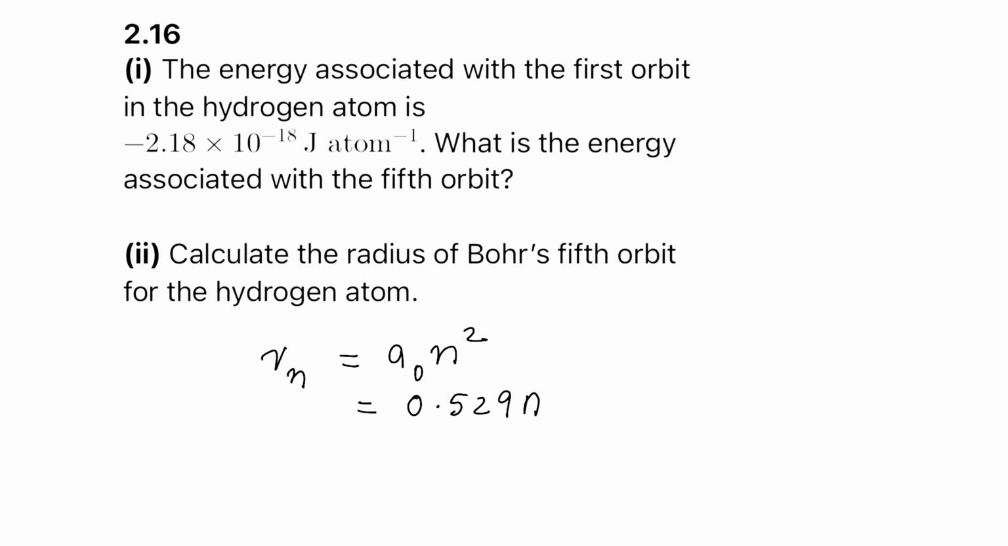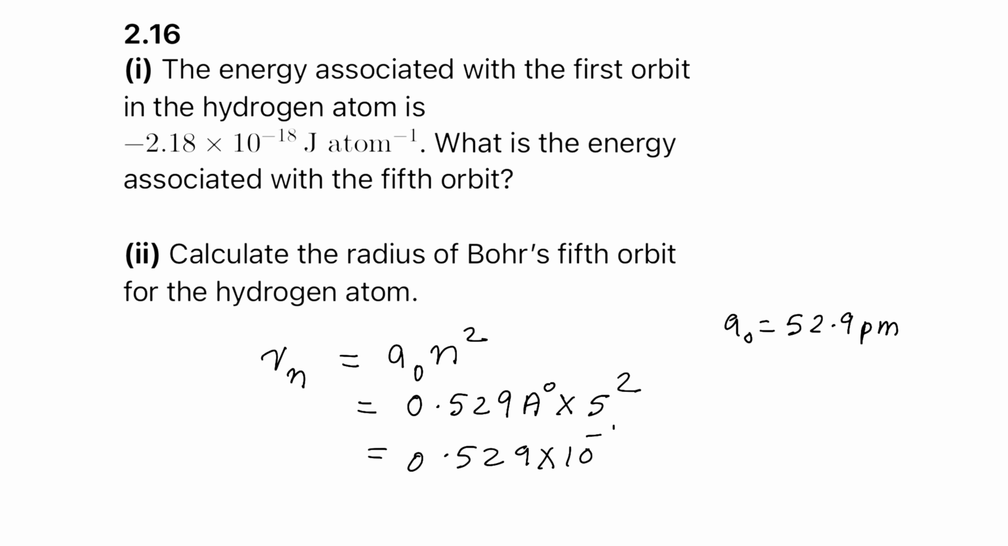The a0 value is 0.529 Angstrom or 52.9 picometer. Both are the same. In some schools they teach it as 52.9 picometer. Anyhow, both are the same. n square. What is that? 5 square. So what is that?